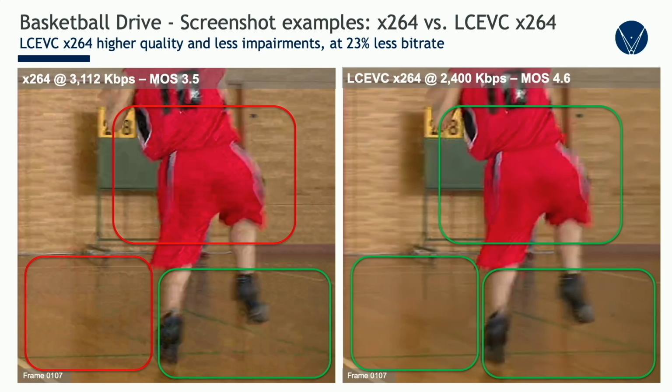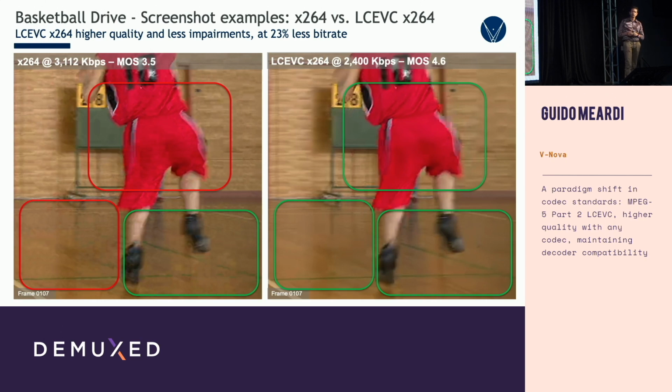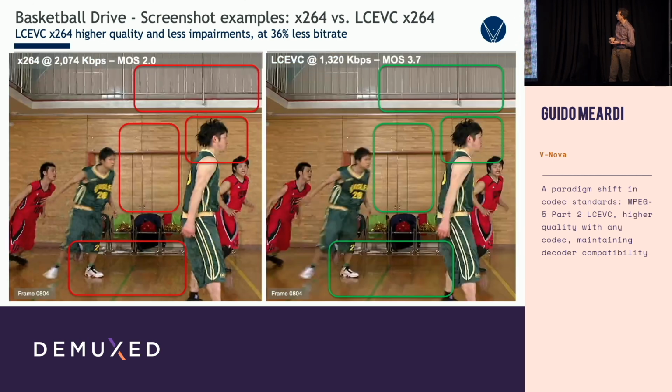Some of it is visible also with this screen, but you see on the left why MOS is much higher. You see that, for instance, there are pretty visible impairments on the floor, the line breaks, also the shorts are quite impaired in terms of blocking and banding, which are not present in the LCEVC encode, despite 23% less bitrate in this case. And this is one of the cases where the MOS, of course, is much higher and not necessarily PSNR, and it's interesting to figure out why. Personally, I don't know, but actually MOS is quite evident.